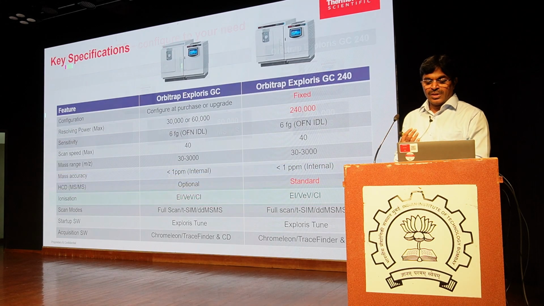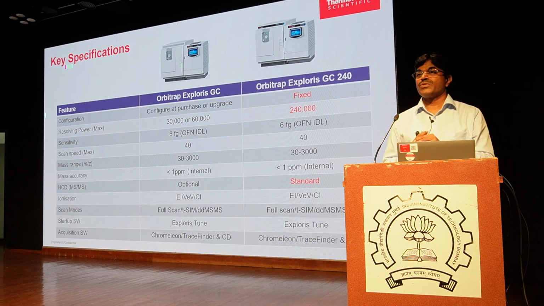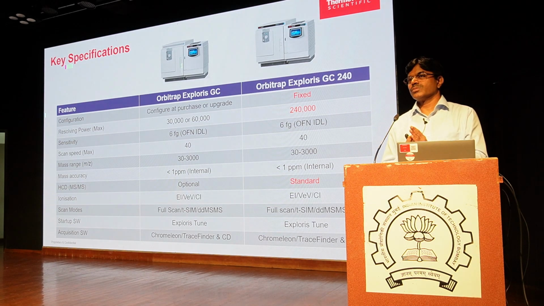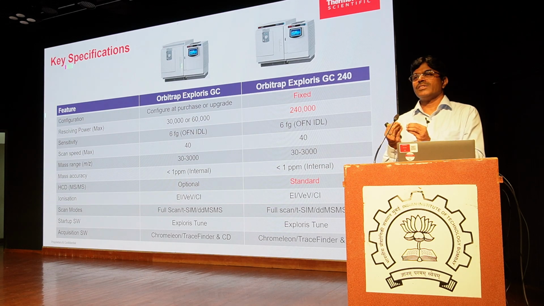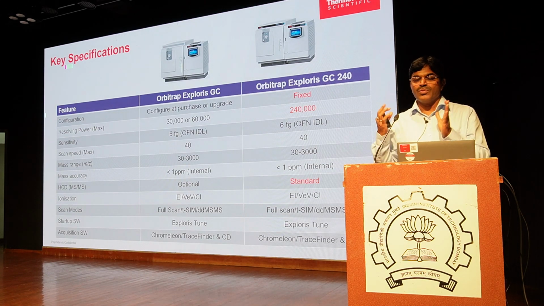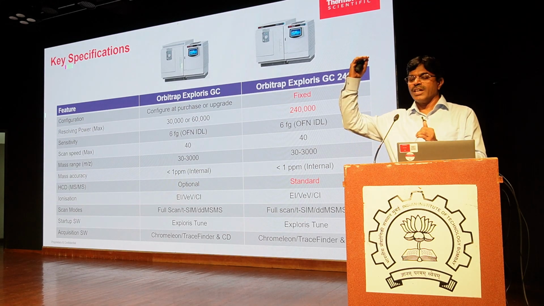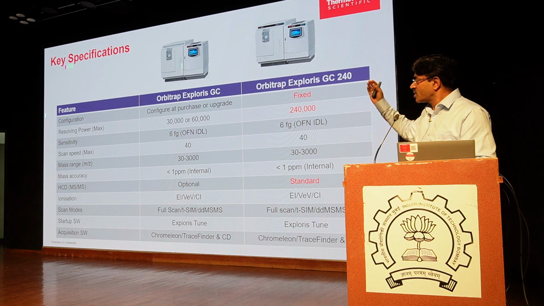capability. And you can see this is the sensitivity that you will get. In full scan mode, the sensitivity is 6 femtogram. Normally you get femtogram level in a triple quad, in MRM or SRM. So this is very sensitive. You can go to very low levels of detection and also very high levels. So these are some of the specifications.